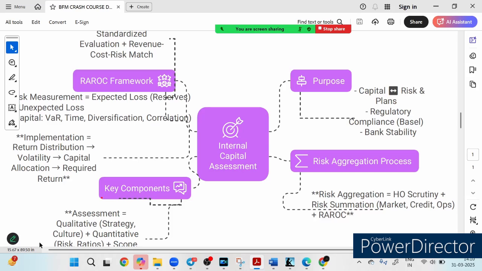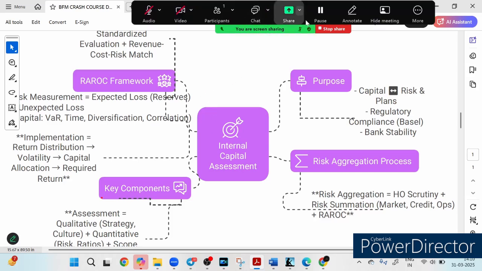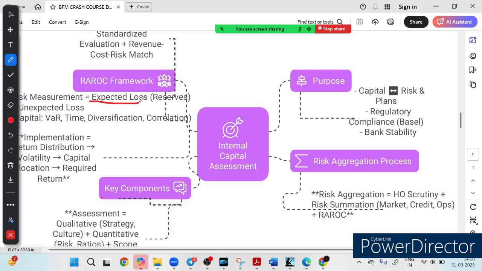It measures the risk by calculating the expected loss, right? What is the meaning of expected loss? Expected loss means those losses which can be covered by reserves. And we also have some unexpected loss, right? So what is the meaning of unexpected loss? And how do we manage the unexpected loss?